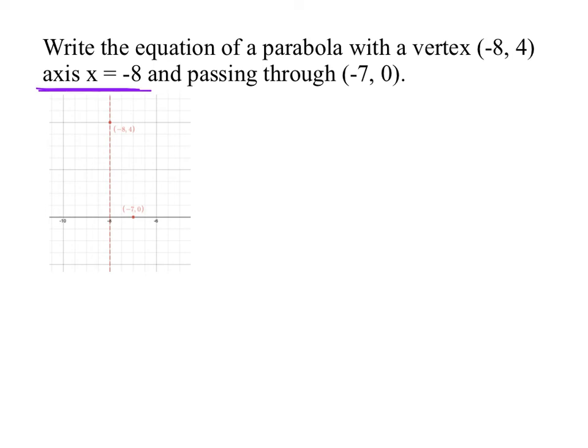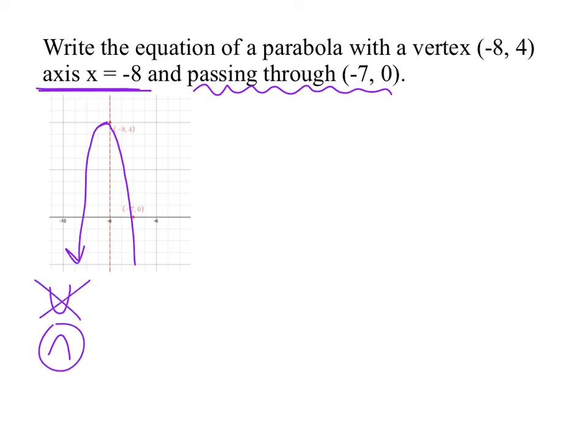So that should tell you then, since your axis is vertical like this, we're either opening up or opening down. And then they give you this other key point here that it's passing through the point (-7, 0). Negative 7, 0 is down here. So we know then that our parabola has to open down. So since it's opening down, we know this is going to be y equals negative 1 over 4p times (x minus h) squared plus k.